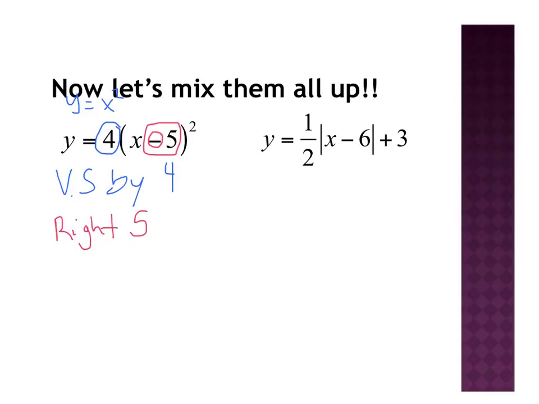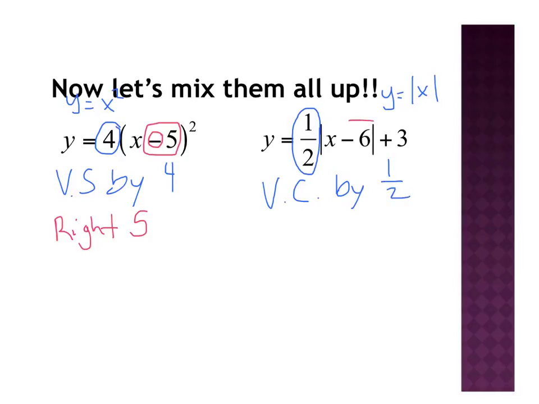Let's take a look at our next one. Here, our parent function will be y equals the absolute value of x. We want to see what changes from that. First off, I have my 1/2 out in front. We know that this is vertical because it's outside, so we have a vertical compression by a factor of 1/2.